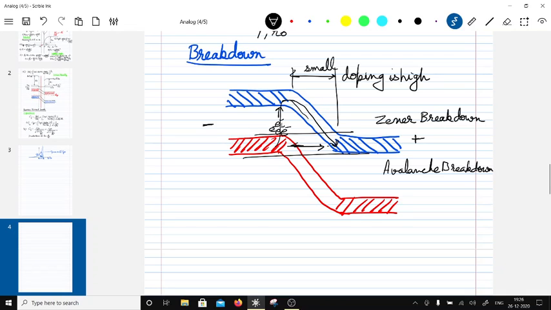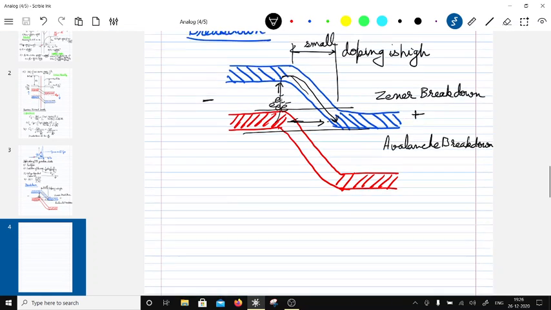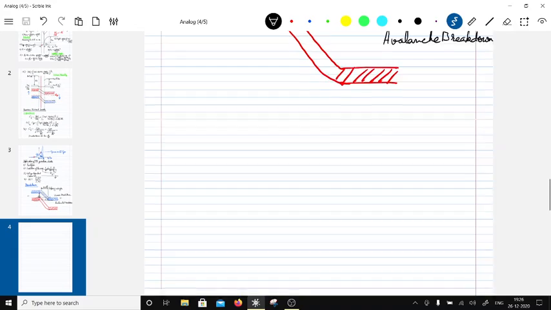They say that if you have a hyperdoped diode, then it's going to see a Zener breakdown, which is temperature independent more or less, and if it is doped less, then it is going to see avalanche breakdown. So this is about the breakdown.